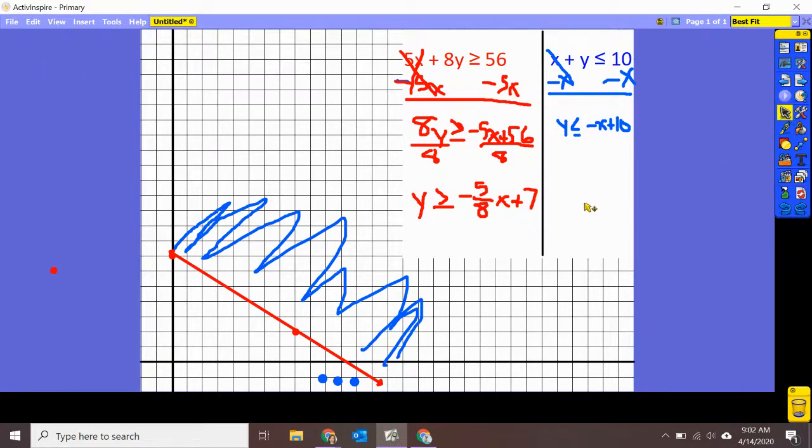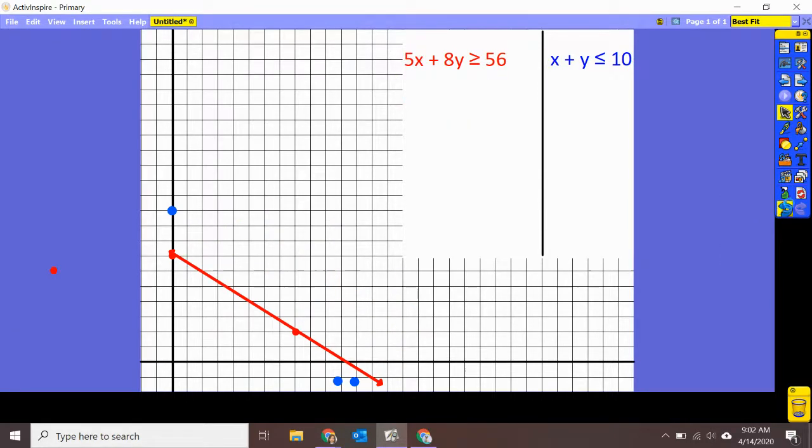My second line, y is less than or equal to negative x plus 10. I go to my y-intercept, which is 10, 0, 10. So I had 7, 8, 9, 10. It's all the way up here. And then I'm using this slope to come down 1 and to the right 1 because it's a negative slope. So I'm just quickly going to erase those annotations there. Excuse me.